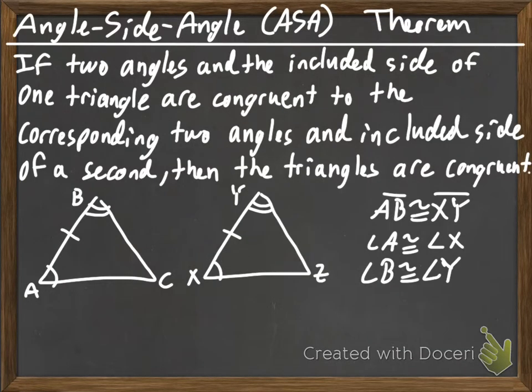Our third theorem is the angle side angle theorem. If two angles and the included side, so now we have the side that's stuck between the two angles, of one triangle are congruent to the corresponding two angles and included side of a second, then the triangles are congruent. So if AB is congruent to XY, the segment, and angle A is congruent to angle X, and angle B is congruent to angle Y, and AB and XY are the included side, then we have two congruent triangles, which is what we have right here.